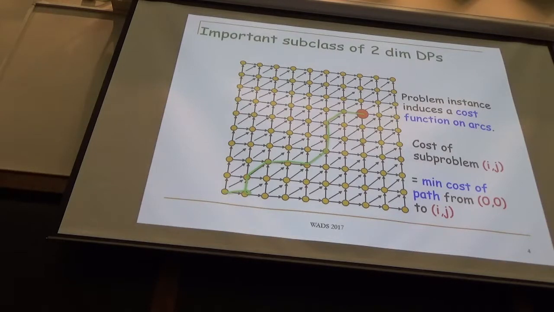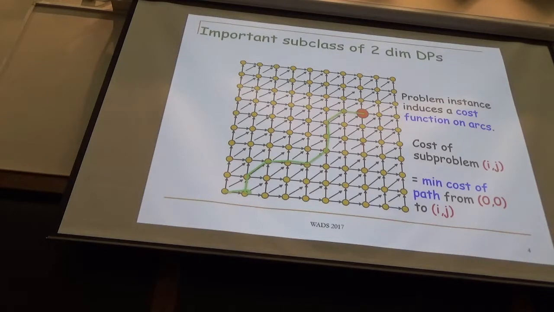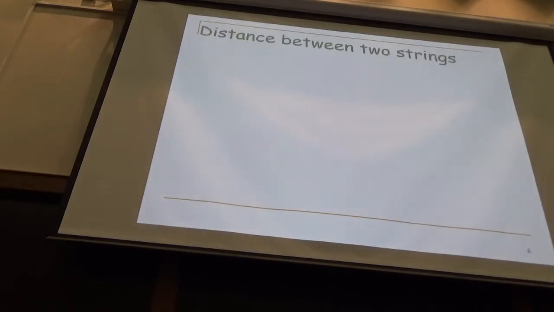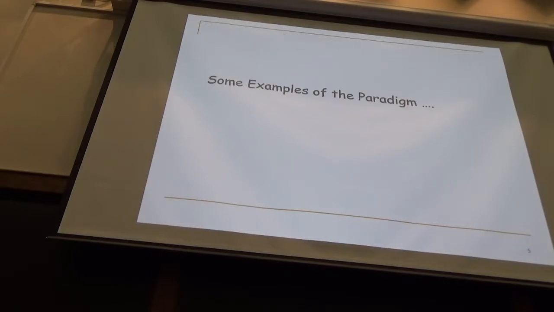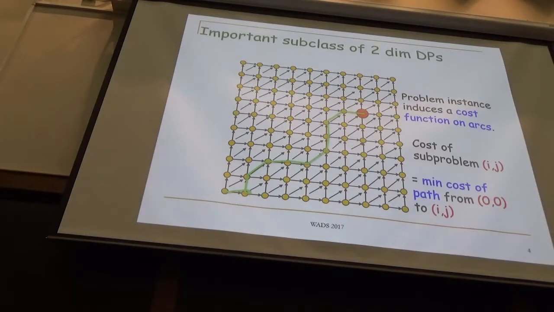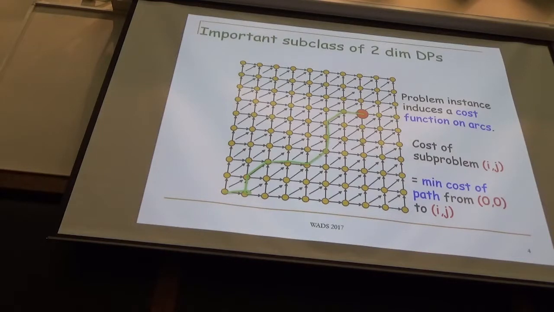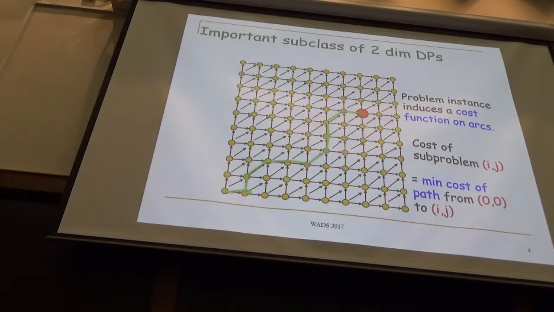The cost of the subproblem ij is just the minimum cost of the path from 0,0 to ij. Okay, and it's easy to see that if you have that cost function, then it is easy to compute: that min cost is equal to, you have to pass through one of the three nodes prior to this node. So if you've solved the subproblems just below it, then it's easy to calculate the min cost.